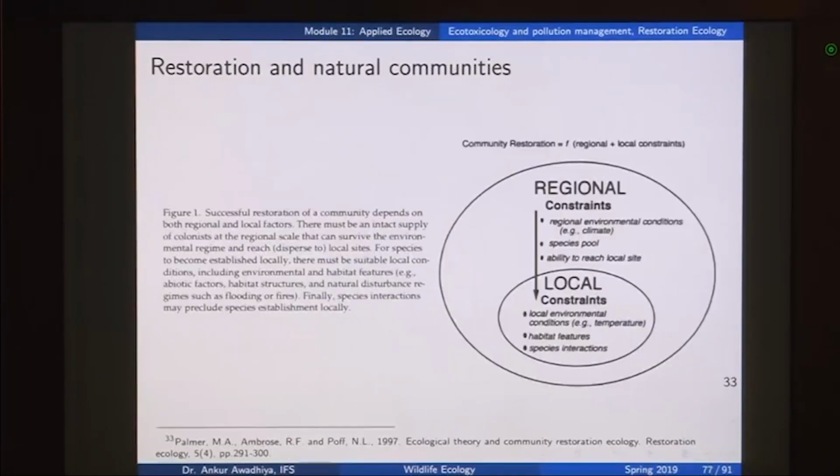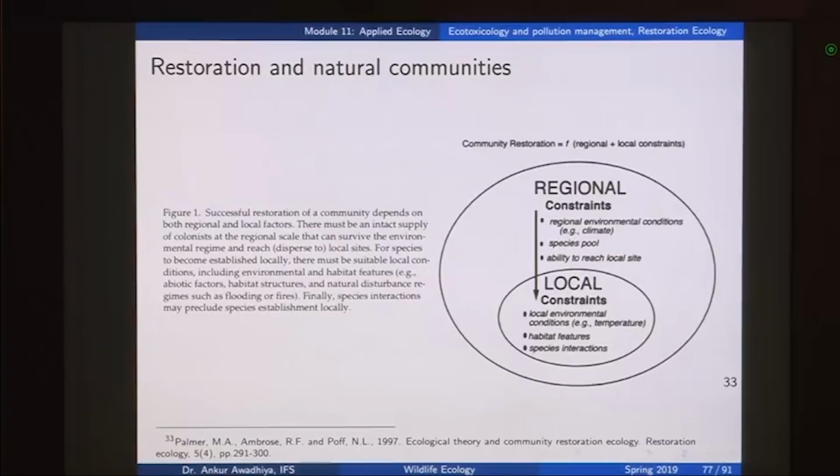Now, whenever we are talking about restoration of natural communities, we need to keep in mind that the restoration will always be a function of the regional components and the local components. So, if you are trying to do restoration in an area, locally you have to make that area good enough. So, you have to remove the constraints, and you also need to ensure that from the region the organisms are able to come to your area.